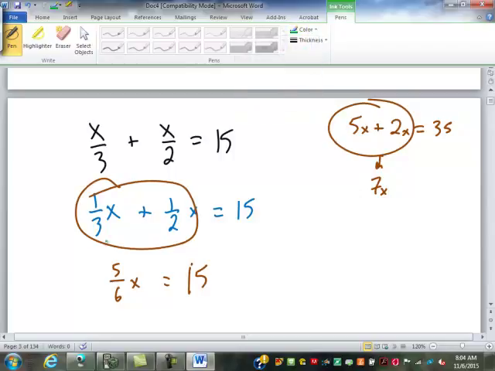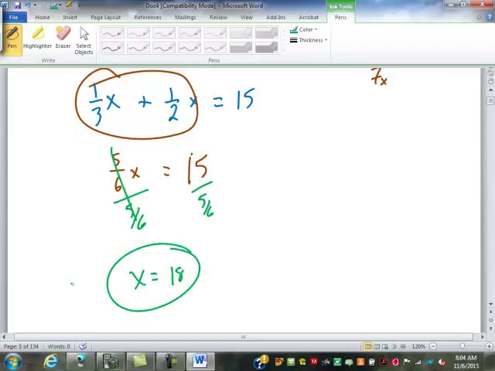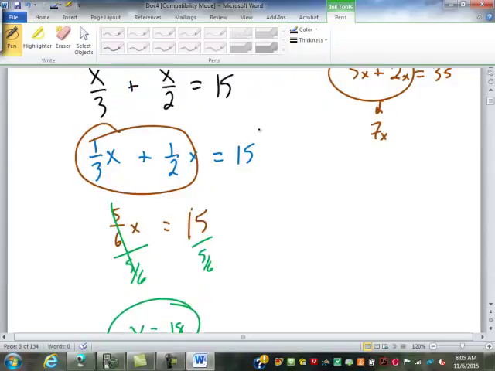May take you a little bit more work to get that than me, but that's where you're going to end up, 5/6 x. Now we have to divide by 5/6. x equals 15 divided by 5/6 is 18. It seems like more work than just distributing. Reverse distributing or distributing? It is just distributing. But it's a full distributing. You got to make sure you do the whole equation.